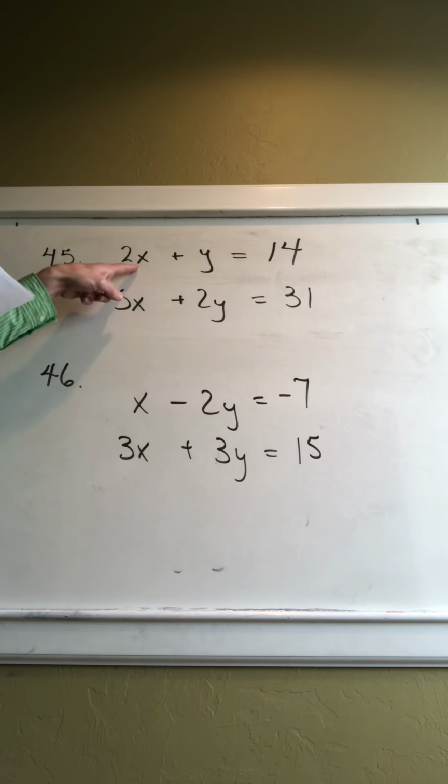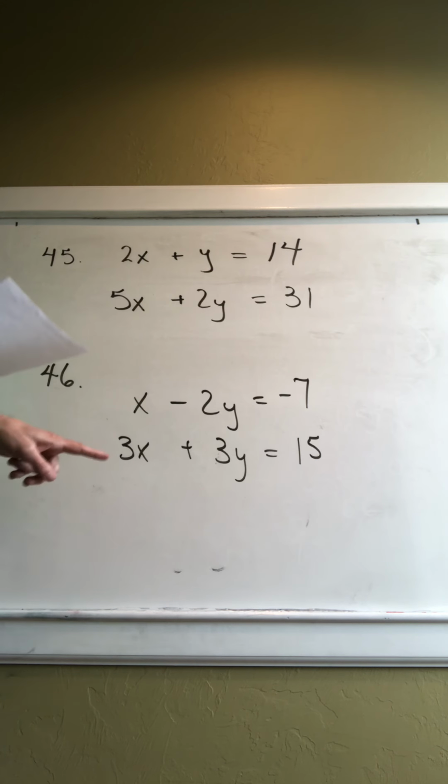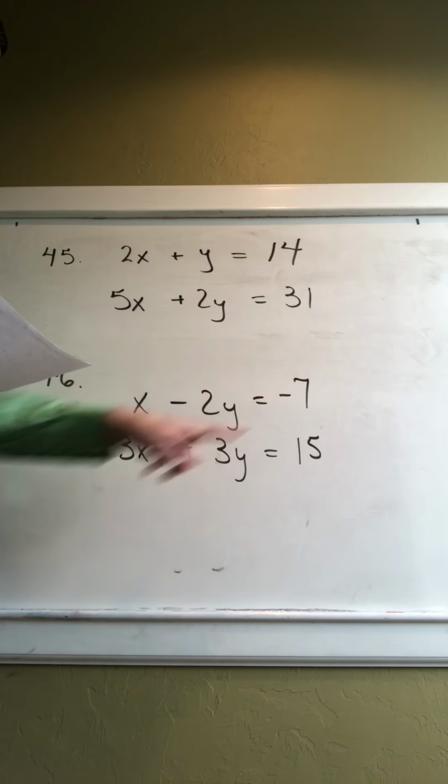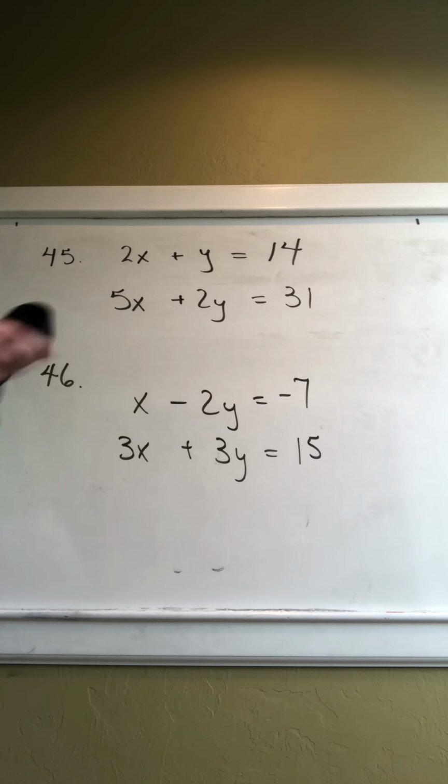Let's double check one more time. 2x plus y equals 14. 5x plus 2y equals 31. Negative 7, 3, 3, 15. All that's correct. Let's get the next 2 up there.